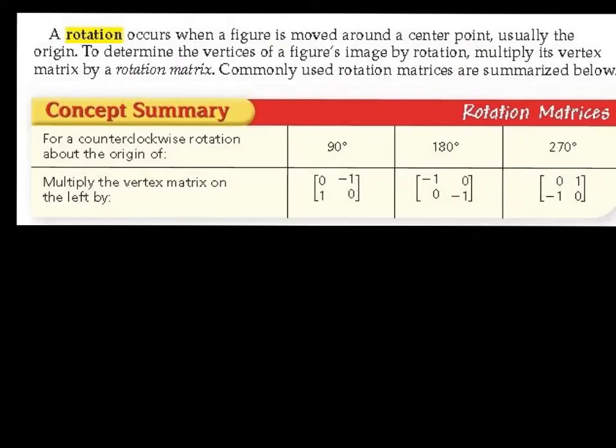A rotation occurs when a figure is moved around a center point, usually the origin. To determine the vertices of a figure's image by rotation, multiply its vertex matrix by a rotation matrix. Commonly used rotation matrices are summarized in the table. So 90 degrees, we've got [0, -1; 1, 0], 180, [-1, 0; 0, -1], 270, [0, 1; -1, 0].